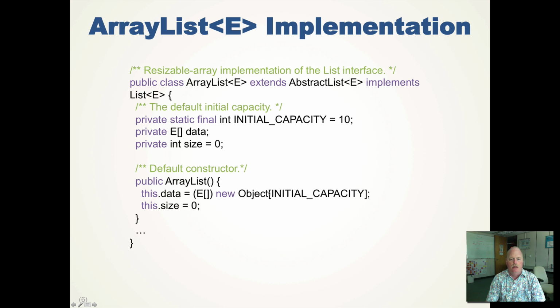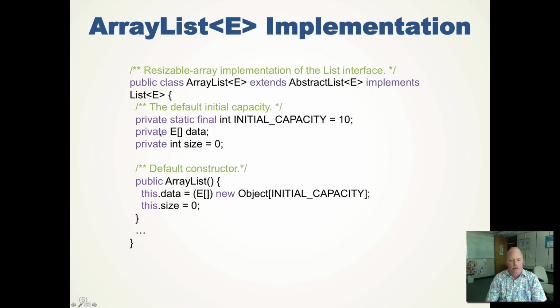So here is the beginning of our implementation. We have our class ArrayList, given the generic type E, extends AbstractList, which is a Java class that implements the List interface, but we will override all these methods to make it correct for our array implementation. We set up a private static final int that is our initial capacity for the array.